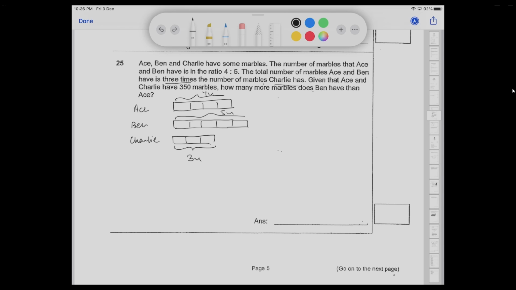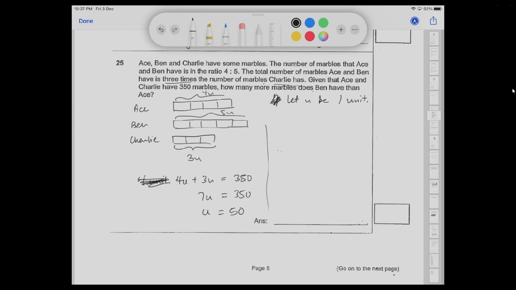Given that Ace and Charlie have 350 marbles, how many more marbles does Ben have than Ace? Ace and Charlie, 4 units. Well, I'm not sure whether your teachers want it this way. If you want to define what a unit is, let u be 1 unit. If your teachers want it presented like this, obviously you should go ahead and do that. So Ace and Charlie, 4u plus 3u equals 350. 7u is 350. u equals 50.